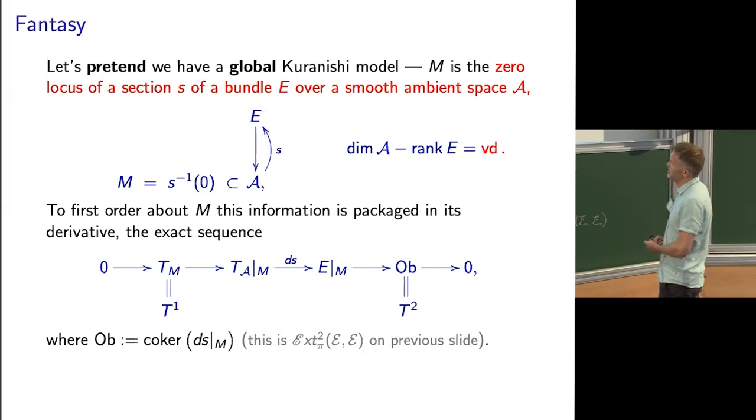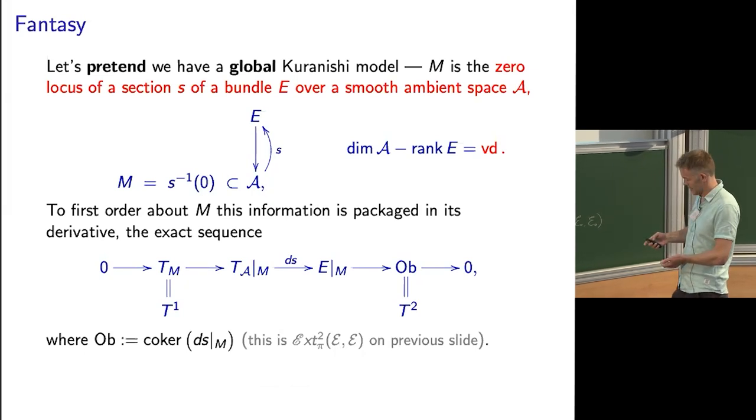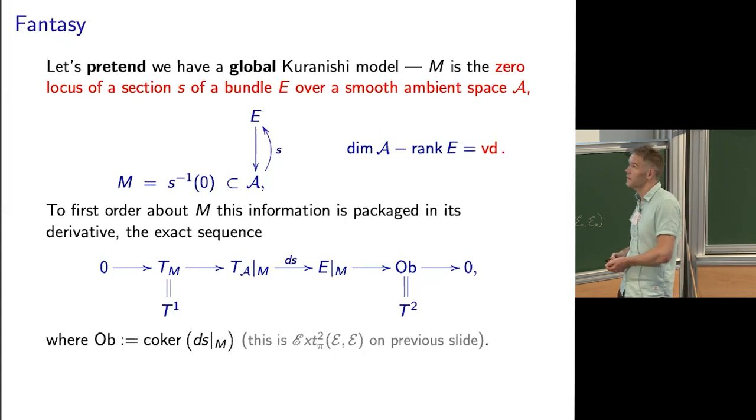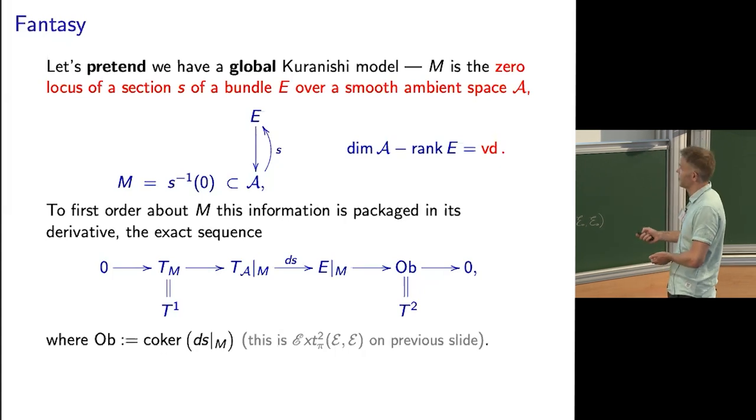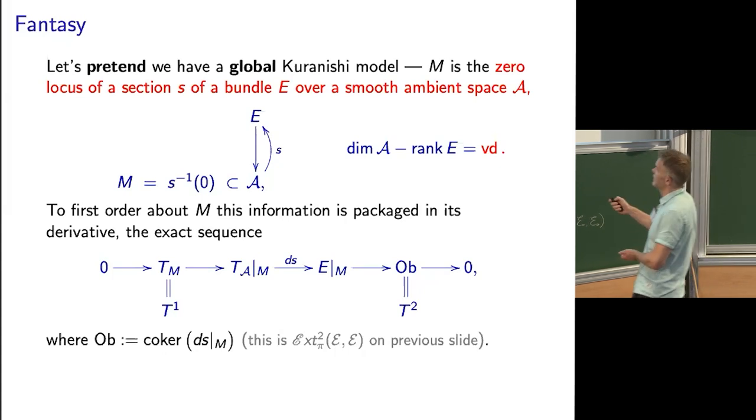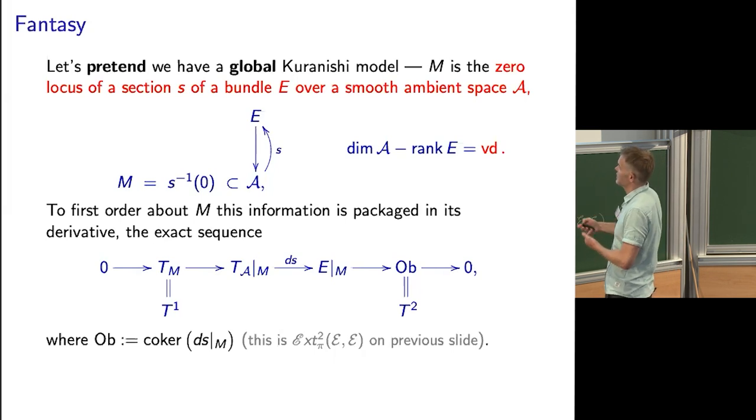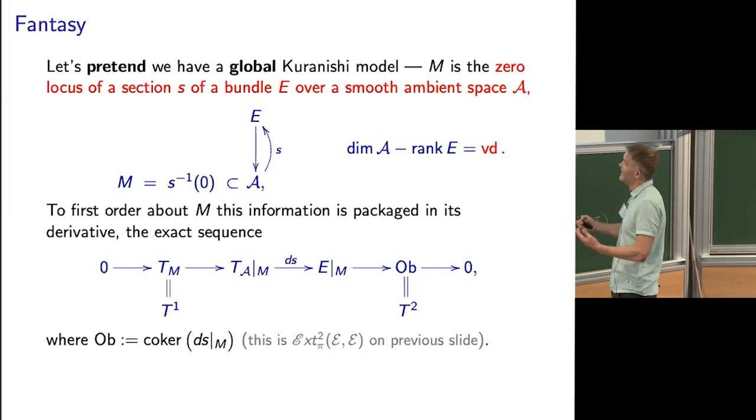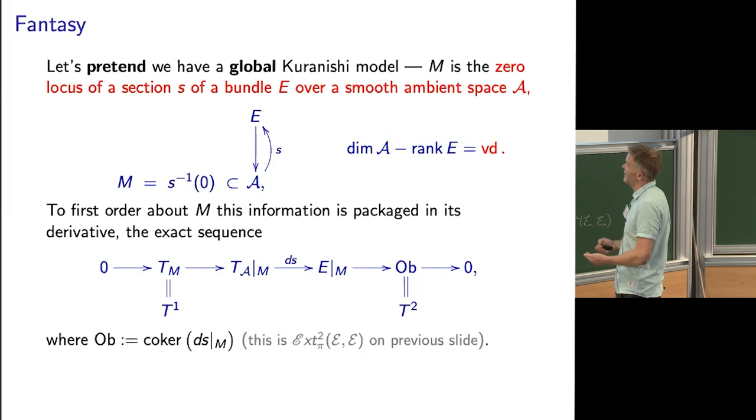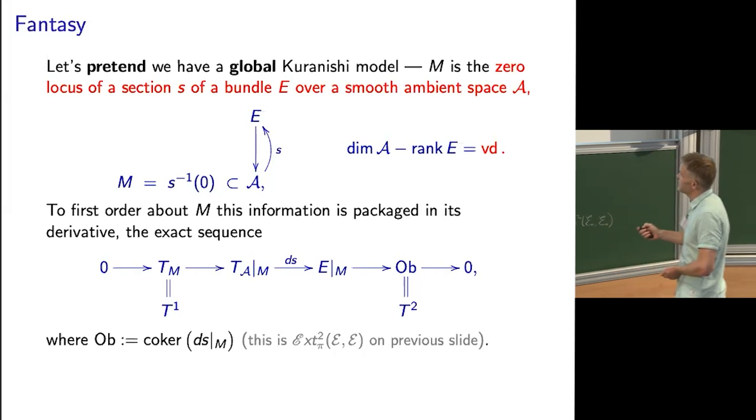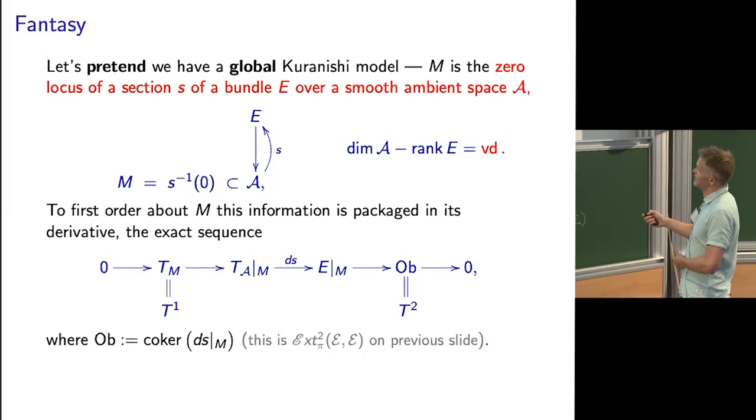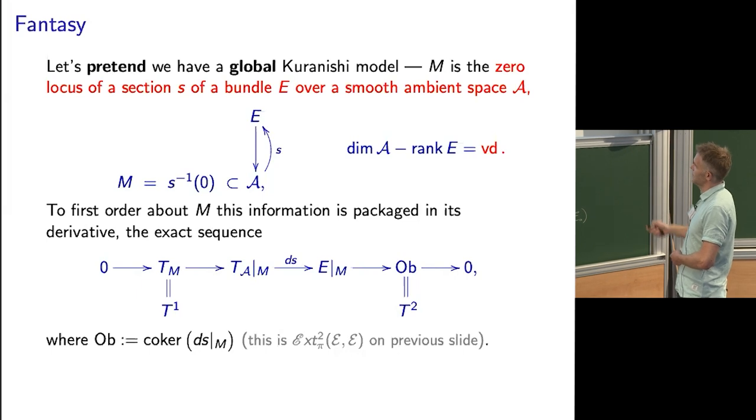Now, what's going to be true globally is more or less that this picture holds to first order about M. It's not going to hold completely. You're not going to be able to construct the entire A or E, but you will be able to construct the information of a first order neighborhood of M in A. So to first order about M, this information is just packaged in taking the derivative of this picture.